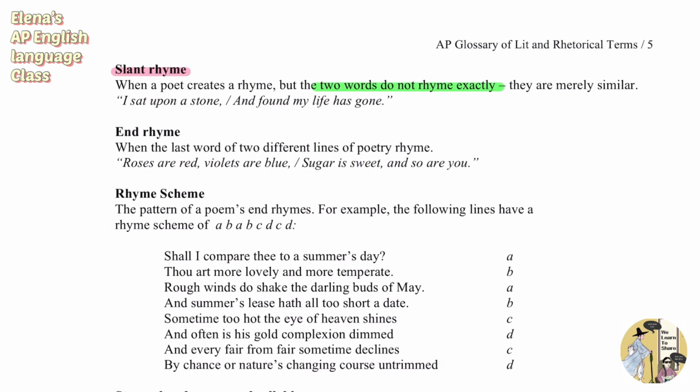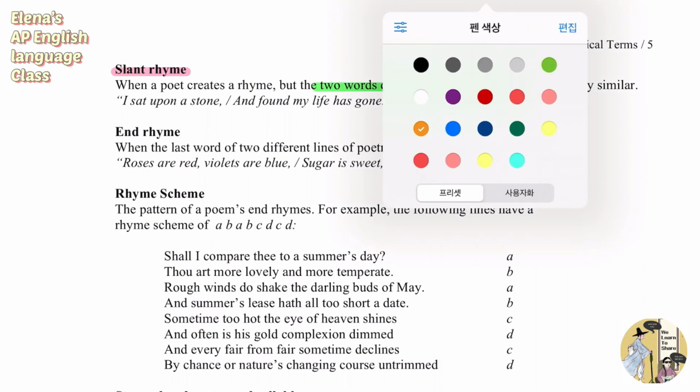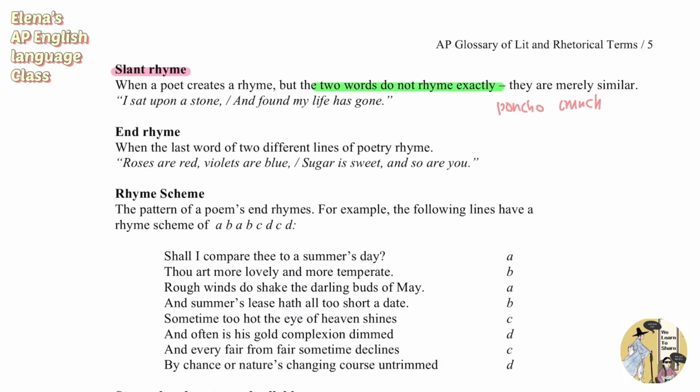So for example, "I sat upon a stone and found my life has gone." You can see how the end words, stone and gone, do not rhyme exactly, but they're merely similar, as they both have the "own" sound at the end, right? Another example of slant rhyme could be poncho and crunchy, because you can see in the ends they're merely similar. Poncho, crunchy, right? Two words like these slantly rhyme, and you call this a slant rhyme.